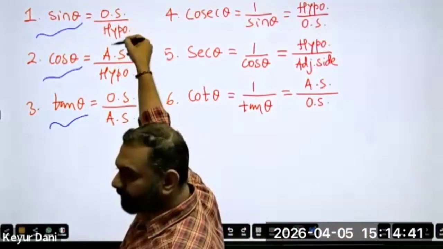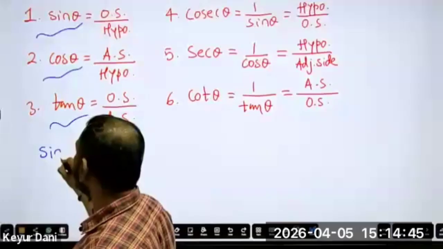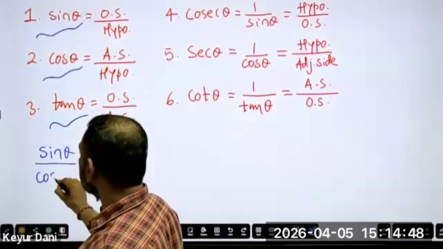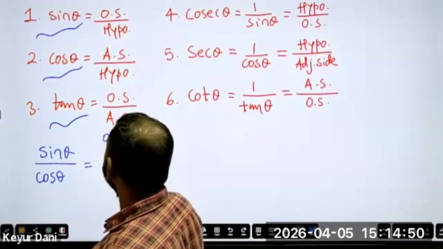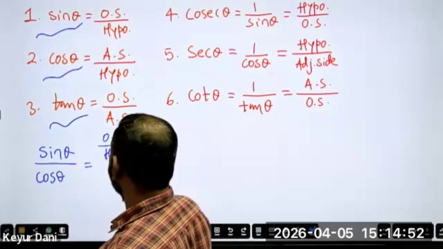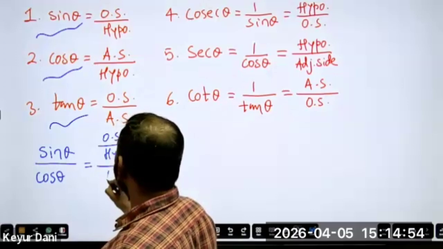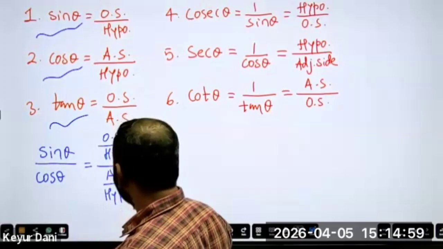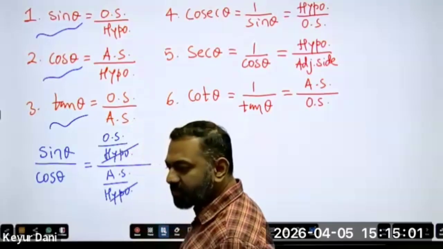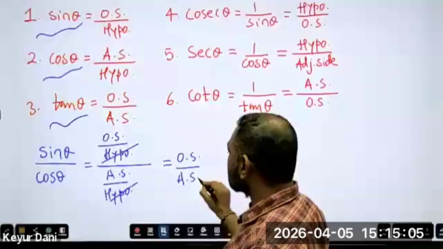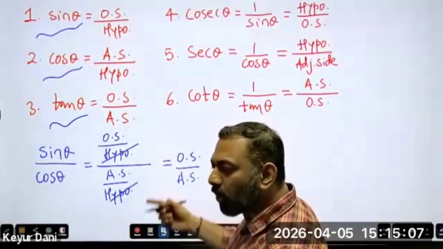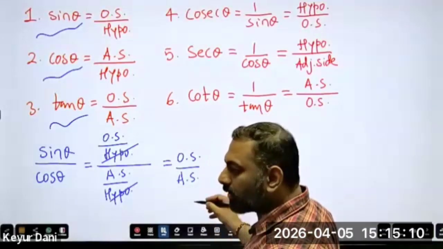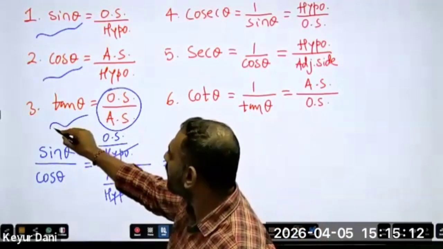Can I divide them? Yeah. So if I divide sine theta by cos theta, what do I get? I get opposite side upon hypotenuse divided by adjacent side upon hypotenuse. What will cancel? Hypotenuse we can cancel. So what remains is opposite side upon adjacent side. And that in turn is what? That is tan theta.